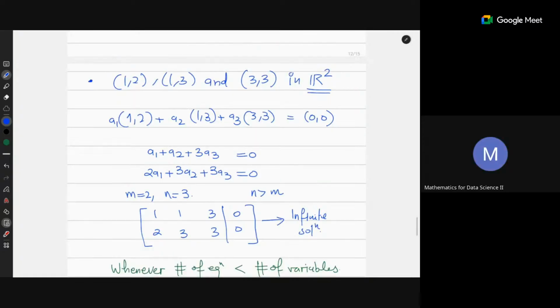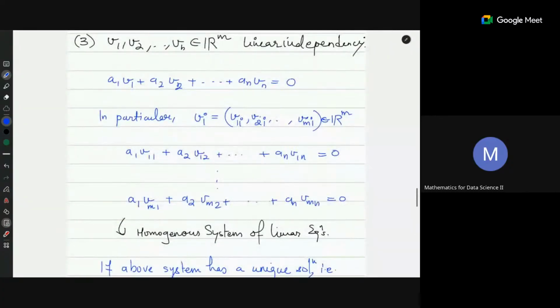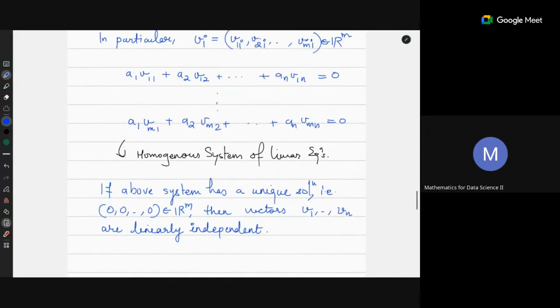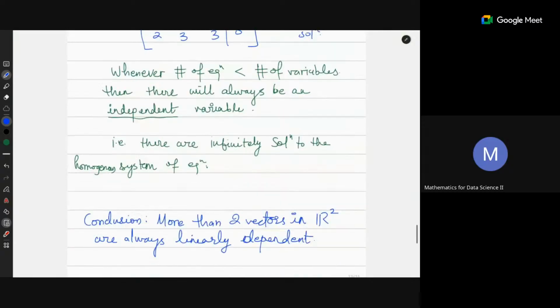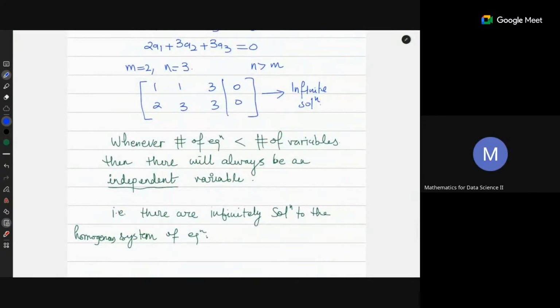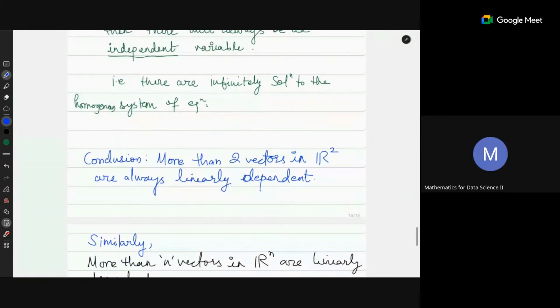Why? Because we had noticed earlier that in the case of, let's say, n vectors in Rm, linear independence means a unique solution of the system. But in this case, you are having infinitely many solutions. So it is not independent. All right, so what is the conclusion?